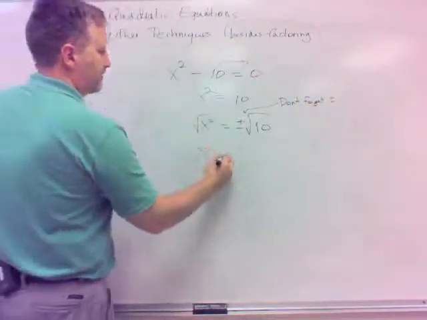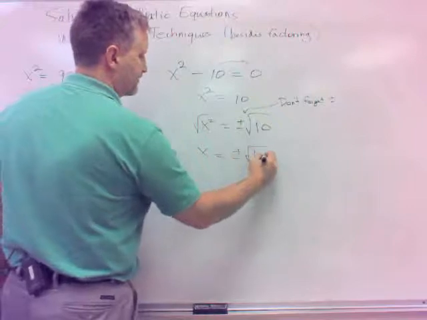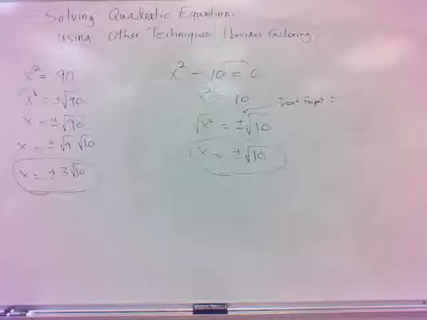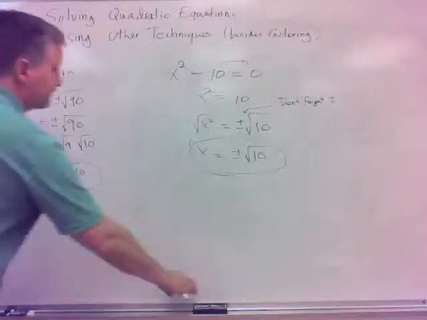Because we get, those are my two answers, plus or minus the square root of 10. Okay? So there you go. That's how you would do one of these that will not factor. Most of these we've done here won't factor, so this is the way you do those. Okay? Ones like this.